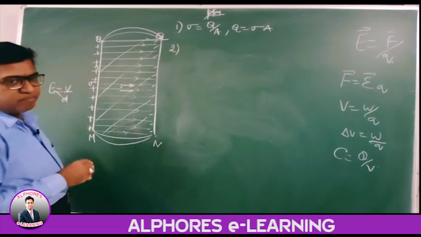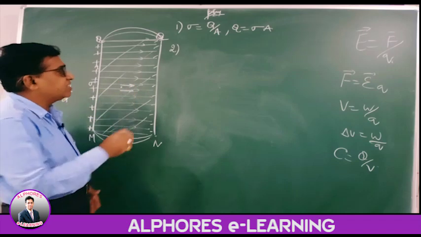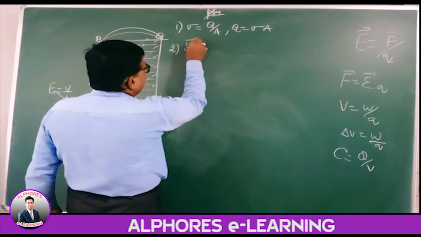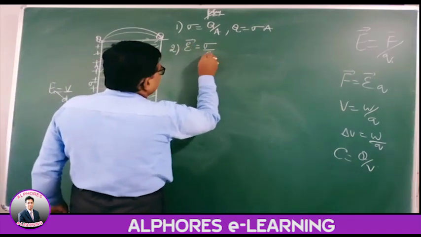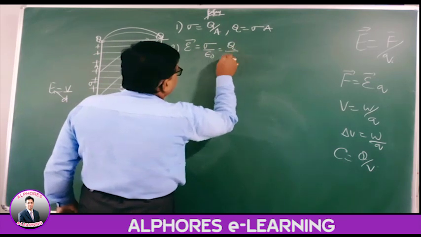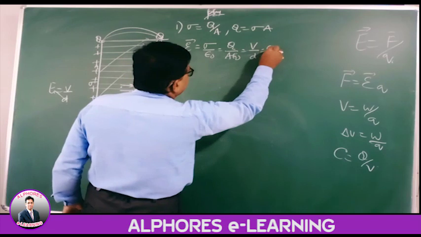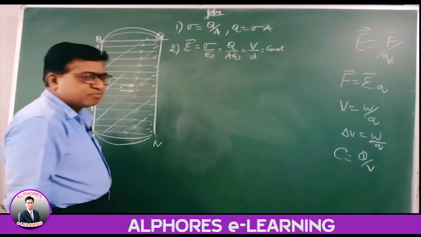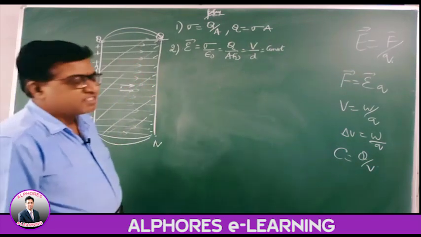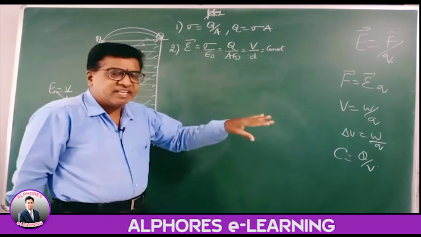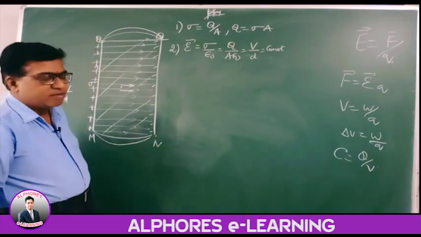Second, between the plates of a capacitor, a uniform electric field is produced. So the electric field E is sigma by epsilon naught, or Q by A epsilon naught, or it is V by D. This is a constant. I am writing all the possible equations regarding a capacitor.